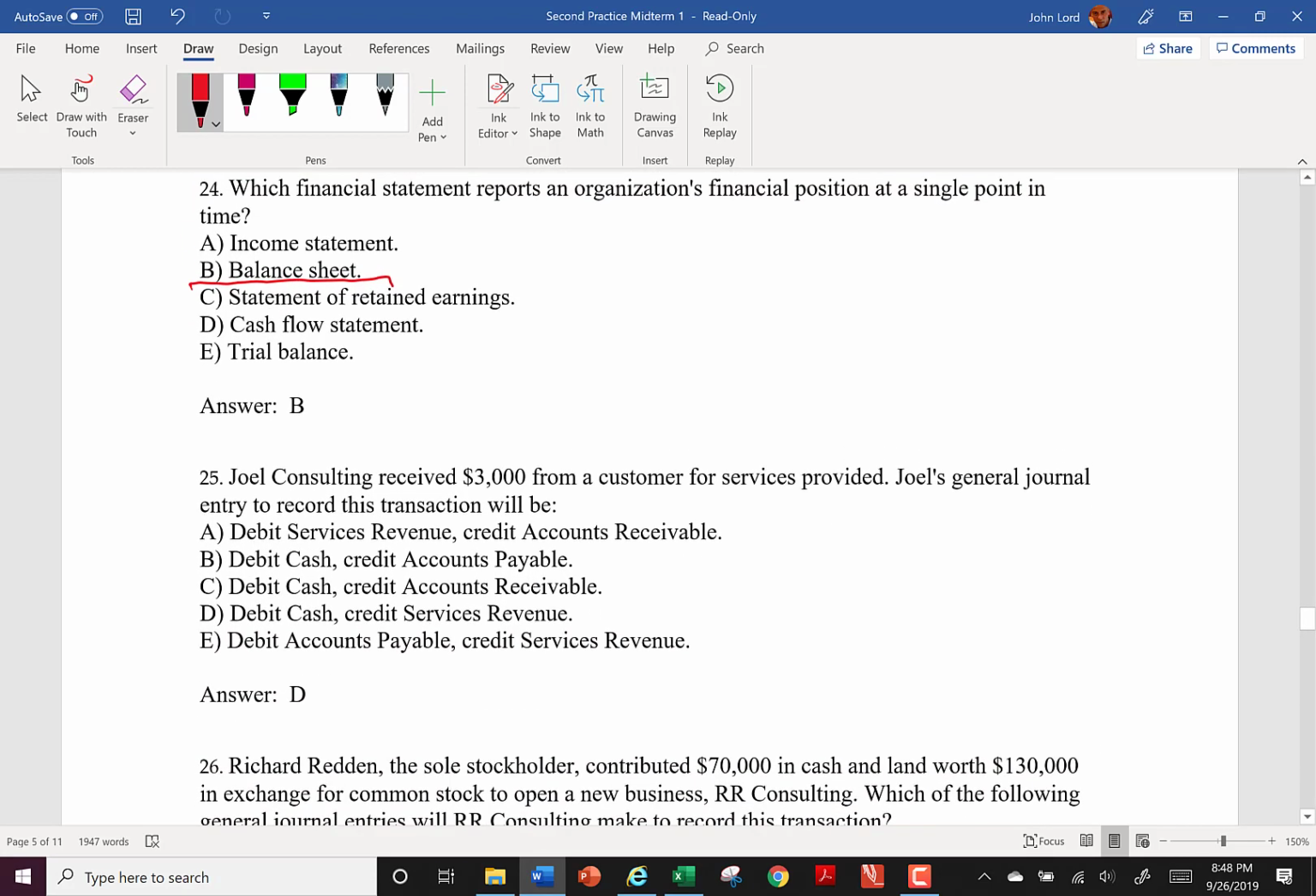Joel Consulting received $3,000 from a customer for services provided. Joel's journal entry to record the transaction will be, and if we receive $3,000 cash, do we have to debit cash? So we can immediately get rid of A and E here. Right? And if we provide service, should we credit revenue? Right?